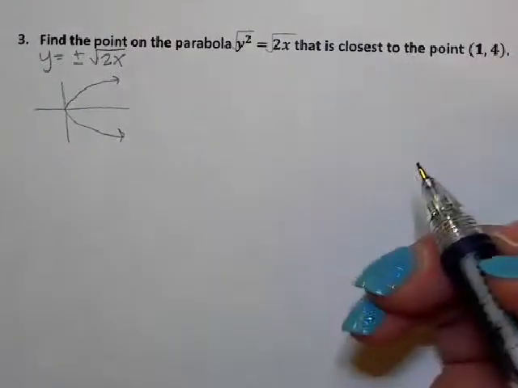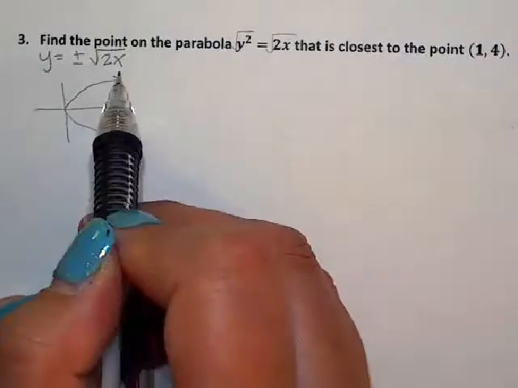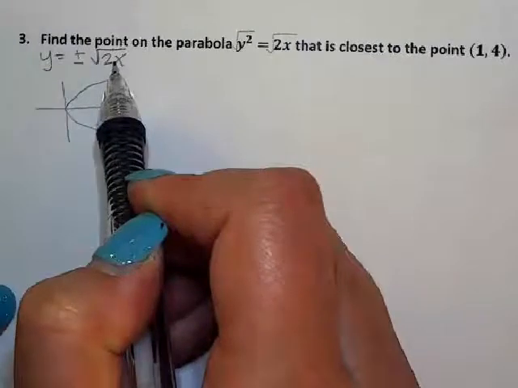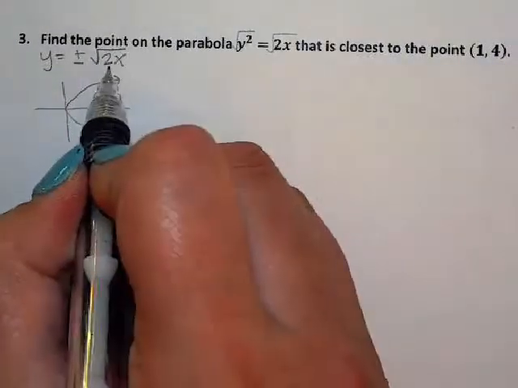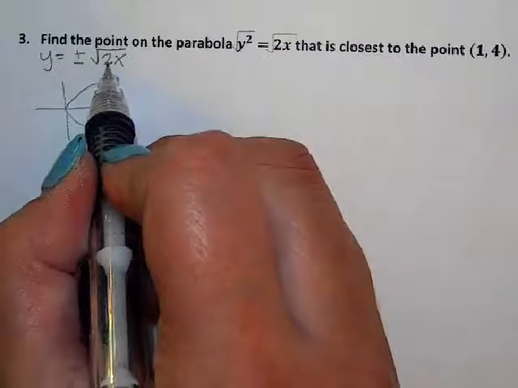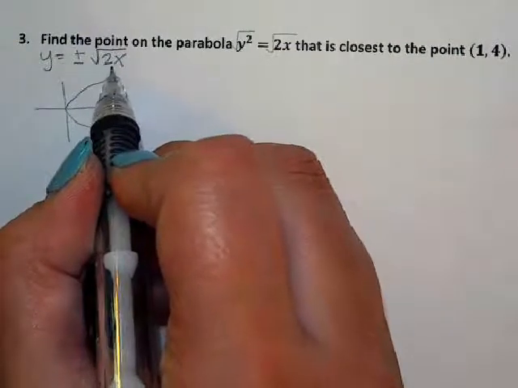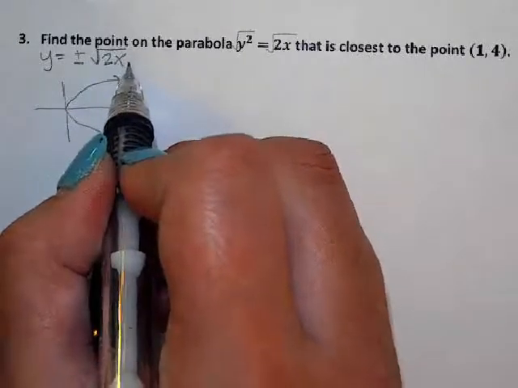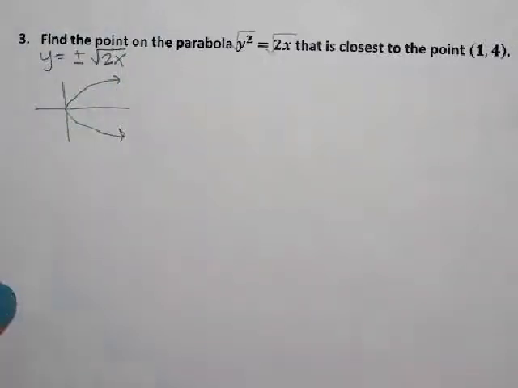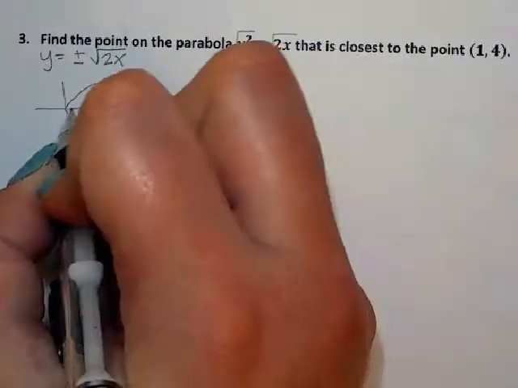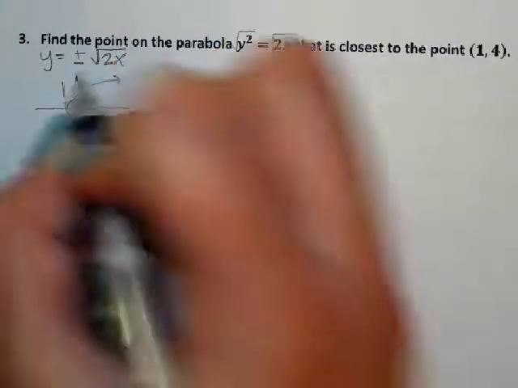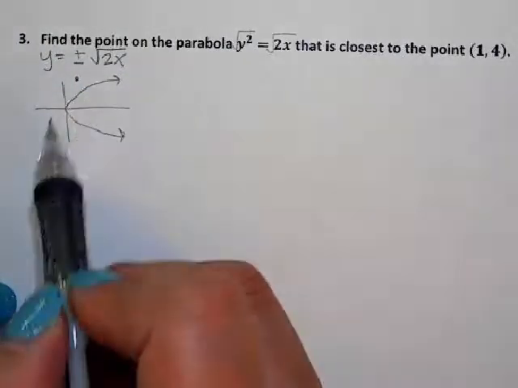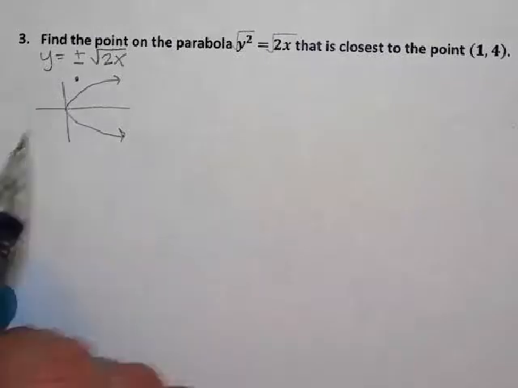All right, so if we were to plug in the point (1, 4), the square root of 2 times 1 is the square root of 2. That output, the square root of 2, is smaller than 4. Does that make sense? So that means the point (1, 4) is higher than this. It is not on the graph. It's going to be above the graph. Okay? So they want to find the point on the parabola that is closest to this.